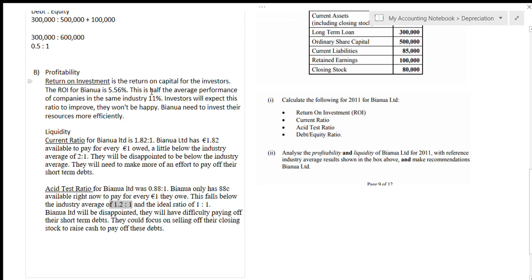So for the return on investment, they need to invest the resources more efficiently. They need to increase profits. For liquidity, they need to make more of an effort to pay off their short-term debts. They need to raise more cash. For asset test ratio, they need to focus on selling off closing stock to raise cash.